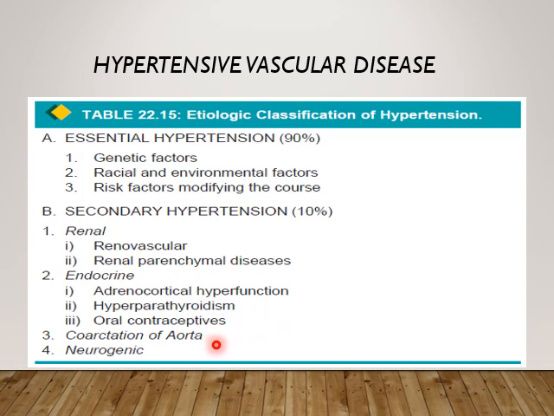And coarctation of the aorta causes elevation of systolic blood pressure in the upper part of the body due to obstruction or constriction. Neurogenic causes would be psychogenic or polyneuritis, or an increase in the intracranial pressure.